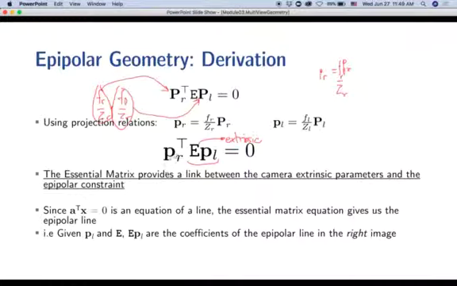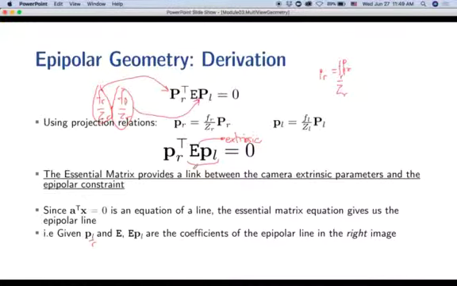What does that really mean? That if you give me PL or PR, either one of them, if you give me PL, then sorry, I should have written PR here. If you give me PR, then EPL are the coefficients of the line in the second image, and vice versa.